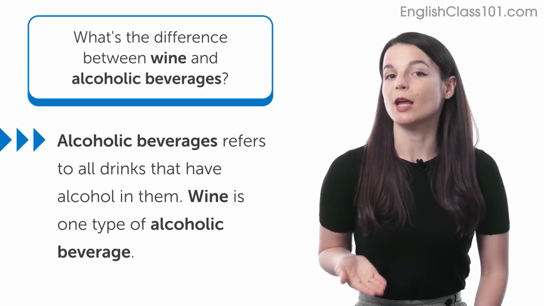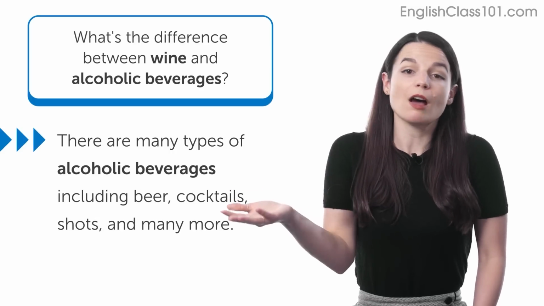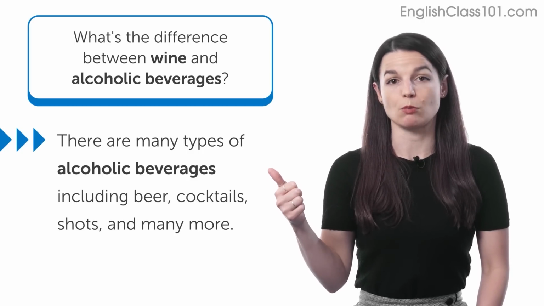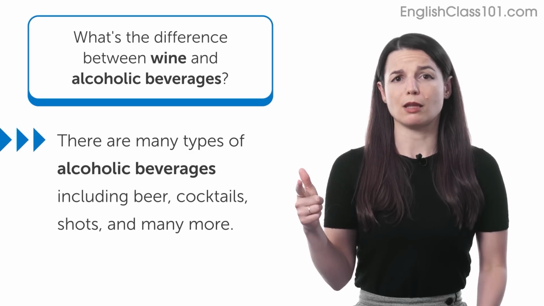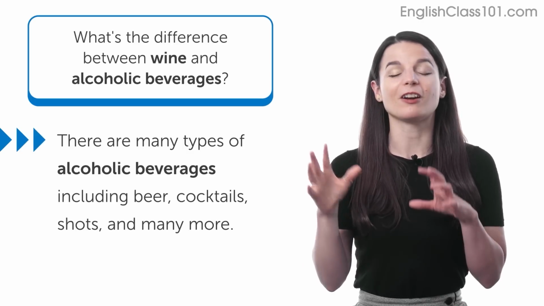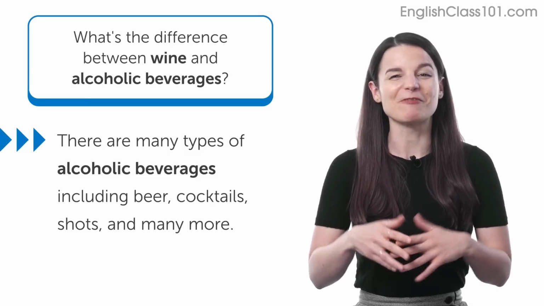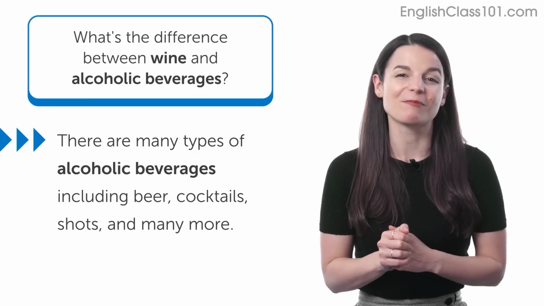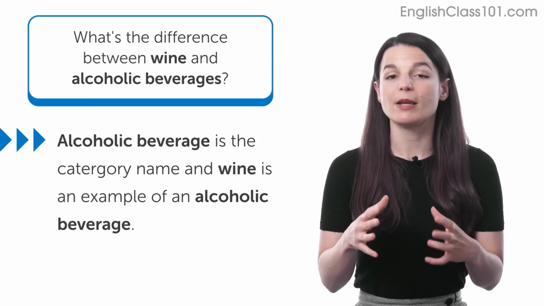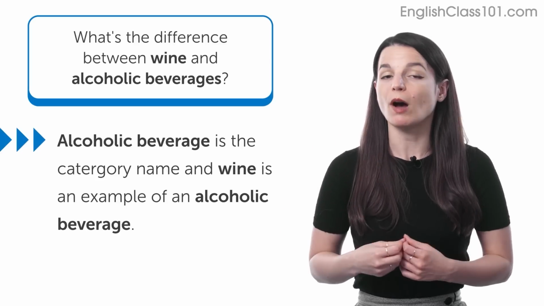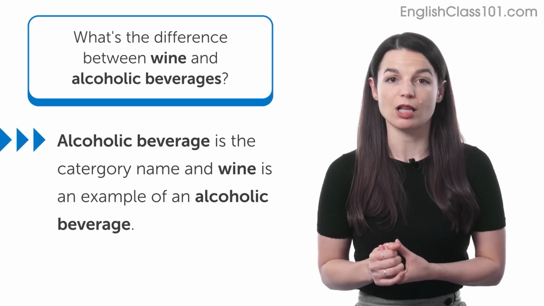So wine is one type of alcoholic beverage. There are many other types of alcoholic beverages. We could have beer, for example, or maybe we have cocktails as well. Maybe there's shots where you are. So there are lots and lots of different types of drinks, maybe some that I haven't even heard of. Maybe you have a special type of alcoholic beverage in your culture. But basically, alcoholic beverage is the category name, and wine is an example of an alcoholic beverage.